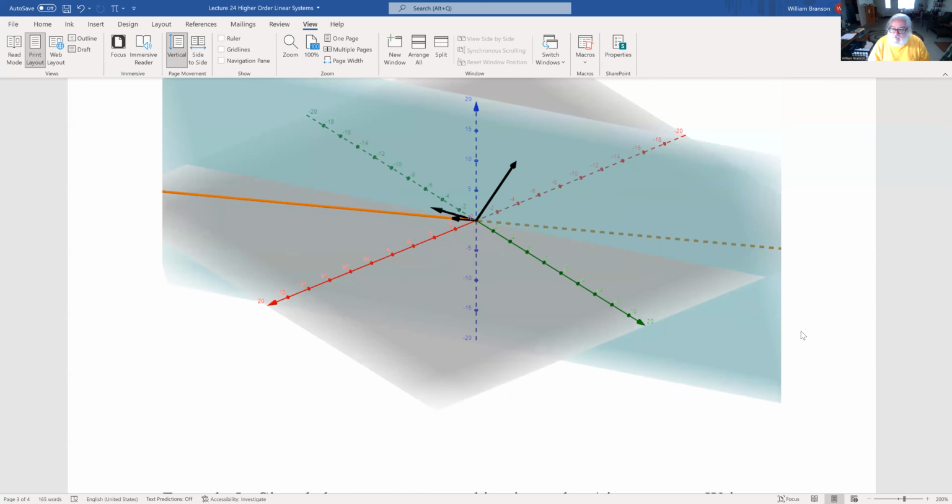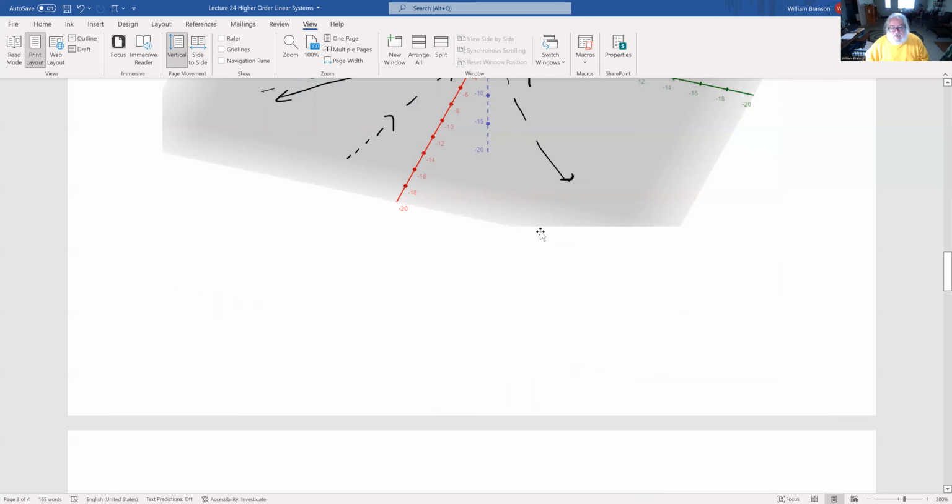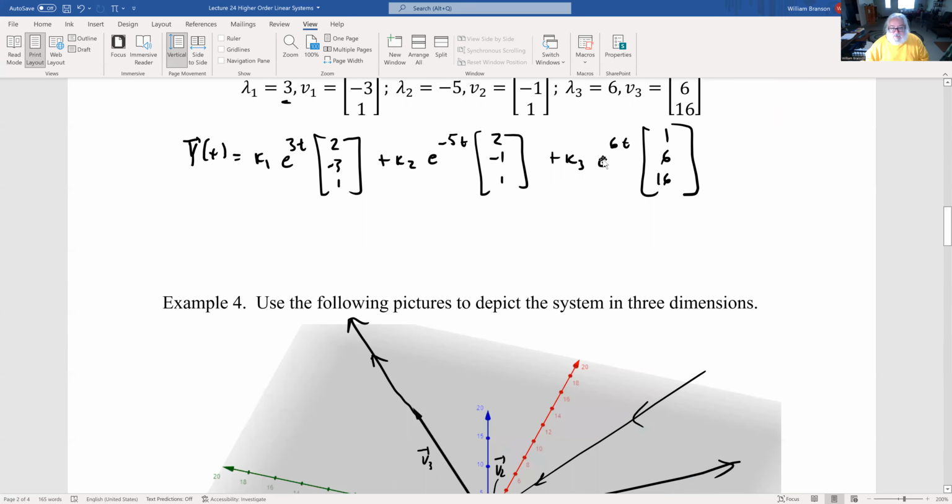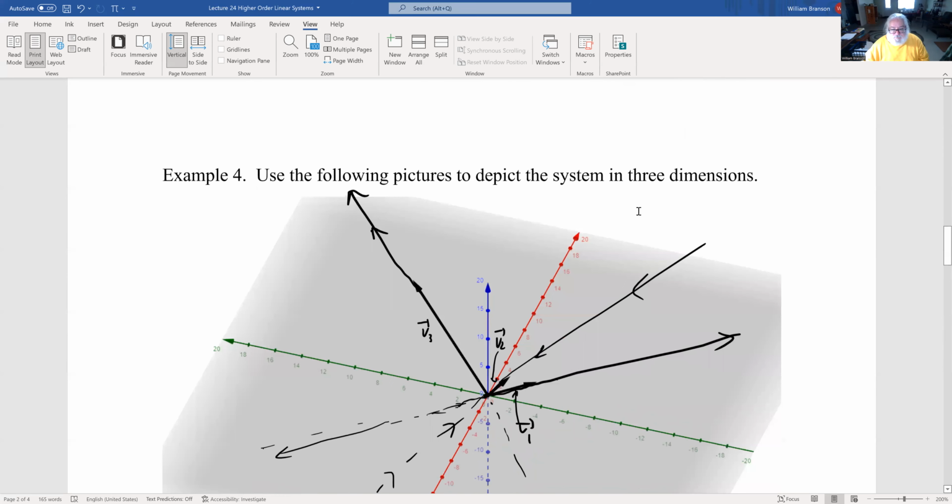So in this blue plane, that's the plane spanned by v1 and v3, right? And v3 is this one, and v1 is that one. And v3 is the stronger of the 2 eigenvectors because it's got an eigenvalue of 6.